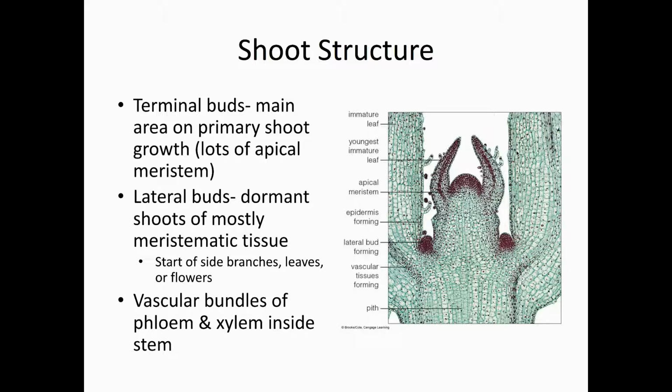Okay, let's talk a little bit more about the shoot. Here we have the tip of a plant. This is its terminal bud, and this is the primary area of shoot growth.